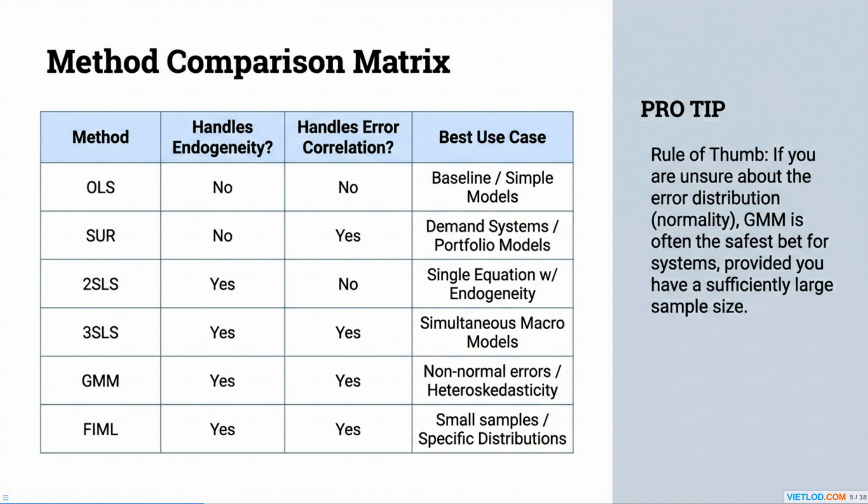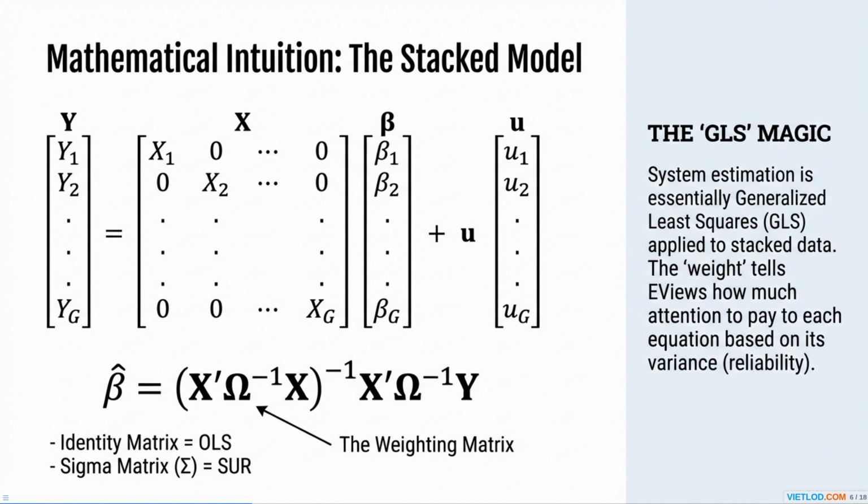Behind these methods lies a unifying mathematical framework. Let's look at the intuition of how system estimation works. Pro tip: if you are unsure about the error distribution, normality, GMM is often the safest bet for systems, provided you have a sufficiently large sample size.